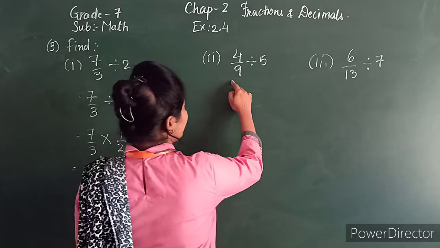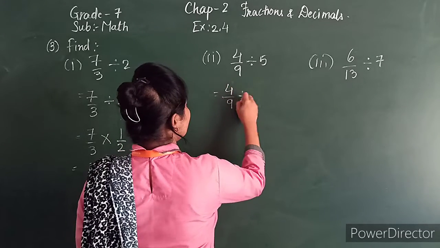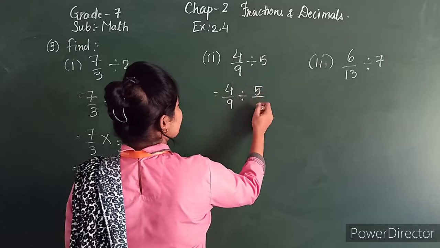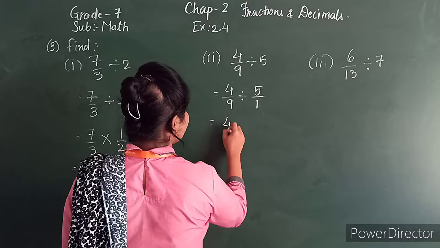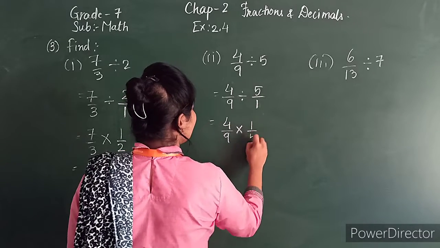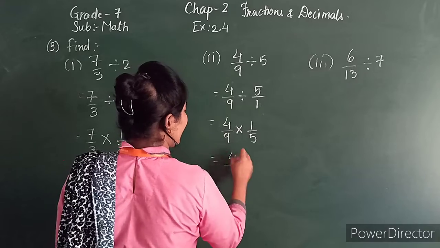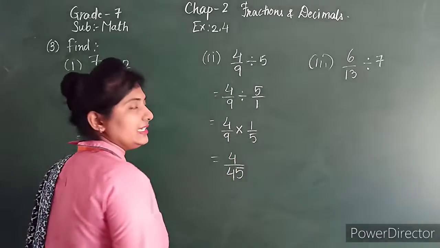Then 4 upon 9 divided by 5. So here also it is 5 in the numerator, so we have to write 1 in the denominator. Now if we change this sign, we have to write the reciprocal of 5, that is 1 upon 5. So 4 ones are 4 and 9 fives are 45.